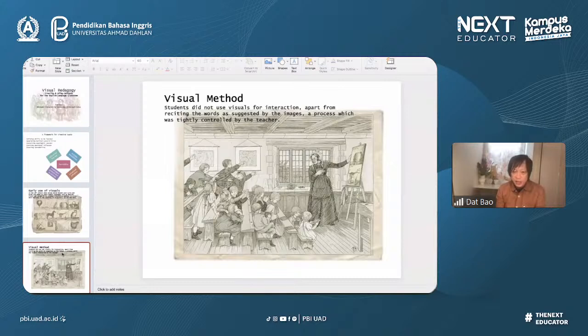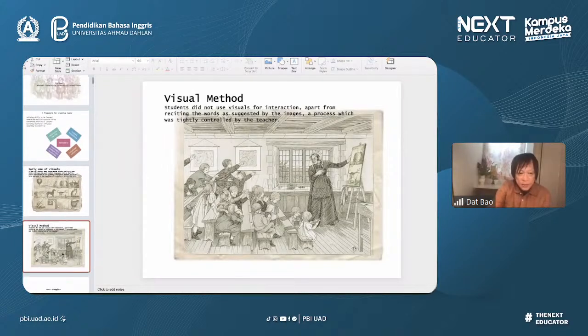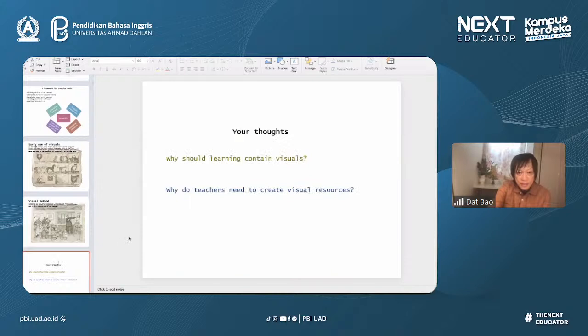There was no communication. What we're doing today is talking about creating visuals for communication. How can we do that? Let me introduce maybe some questions first.